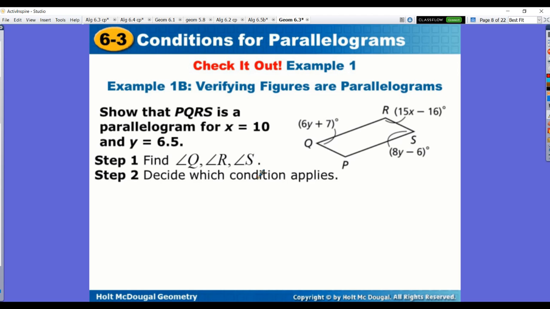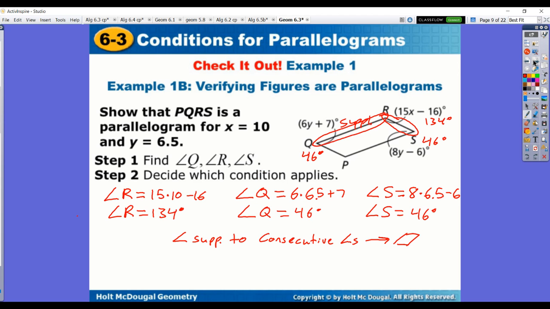All right, let's check out what we would end up with for this one. If we go through and find out what each of these angles are, angle R comes out to 134, angle Q comes out to 46, angle S comes out to 46. So angle R is supplementary to angle Q, and it's also supplementary to angle S, and they are both consecutive. So we apply that theorem from today that says if you have a set of consecutive angles and they're supplementary, then you have a parallelogram.